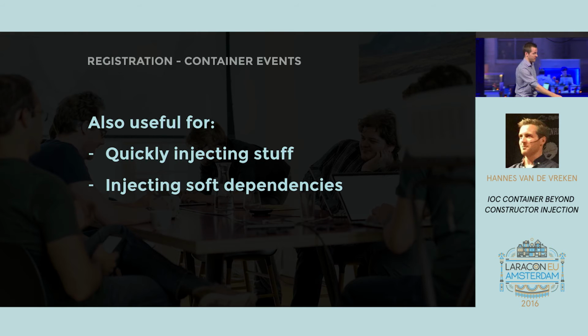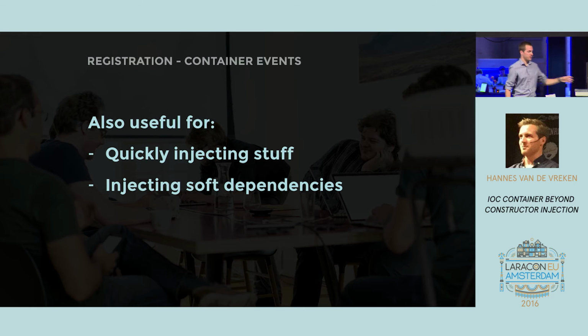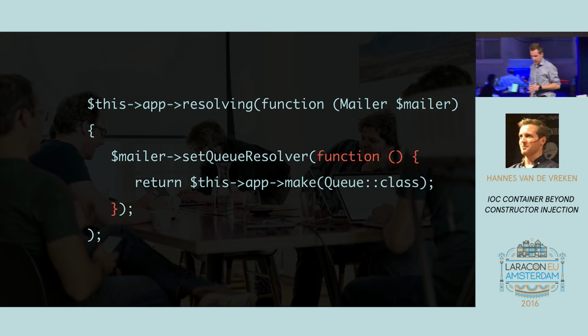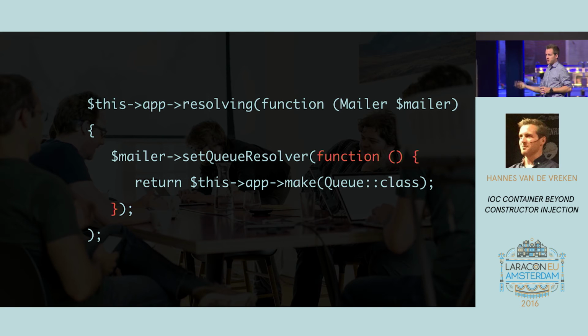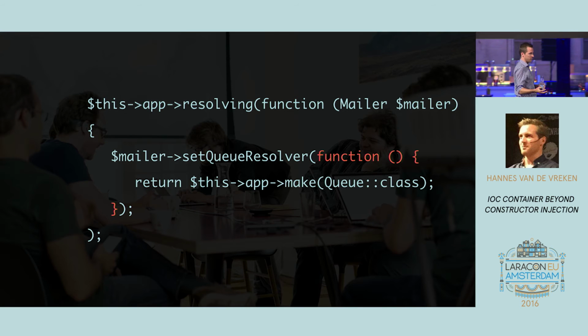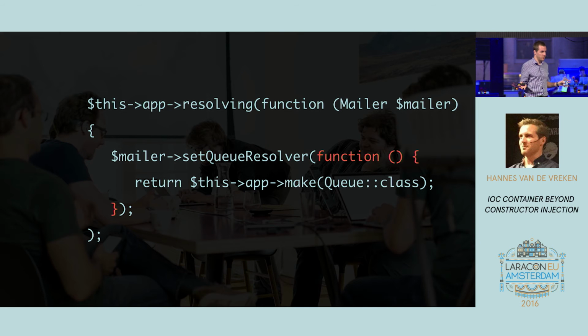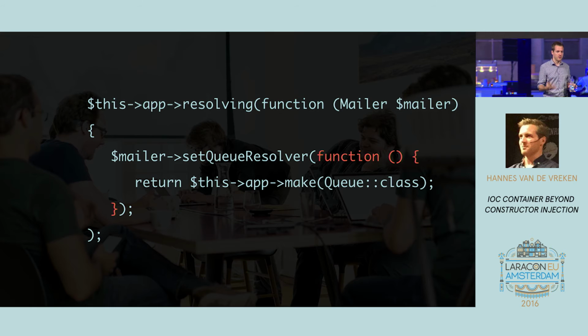solve soft dependencies. What are soft dependencies? For example, the mailer class of Laravel has a reference to a queue, because you can do mail queue something, but not always, you don't always call mail queue. Sometimes you do mail send, and then the mailer actually doesn't have to know about the queue. So that is something that is a soft dependency. Only in some cases you need a reference to the queue.